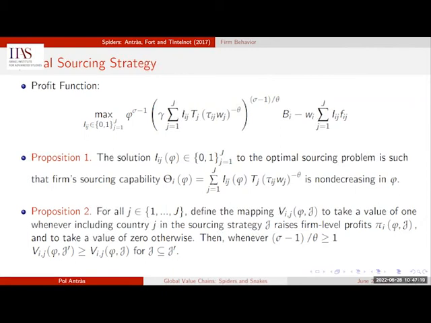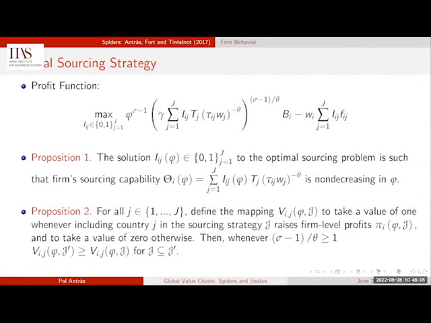The second set of results comes from noticing that this function is not just not additively separable, but it's non-separable in an interesting way. There are really only two cases here: a case in which this exponent is higher than one, and a case in which it is lower than one. In the case in which it's higher than one, the sourcing decisions are complements. If I activate China, that can only increase the marginal benefit of sourcing from Mexico. If sigma minus one is less than theta, we're in a substitute case. When I source from China, that can only reduce the marginal benefit of sourcing from Mexico.